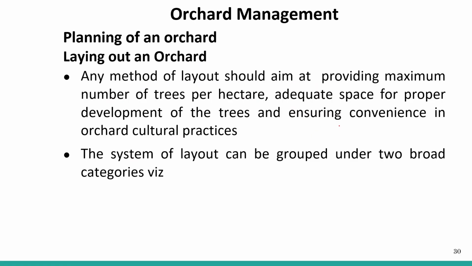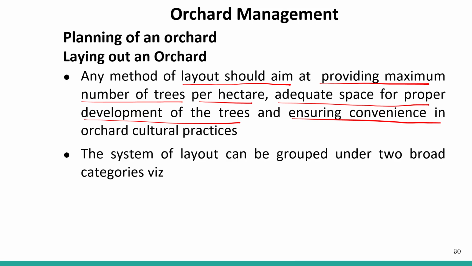So let us start. First, laying out an orchard. Any method of layout should aim at providing the maximum number of trees per hectare, allocating space for the proper development of the trees, and ensuring convenience in orchard cultural practices. So what is our main aim in laying out an orchard? The main aim is that we must plant the maximum number of trees per hectare. That is the first thing, and the second thing is adequate spacing for the proper development of the trees.